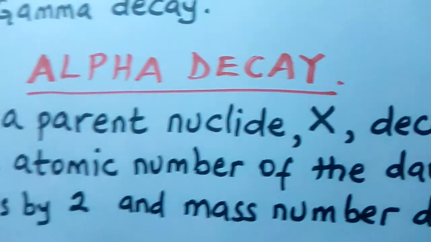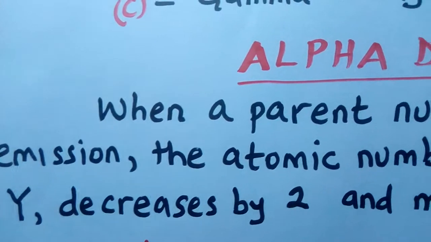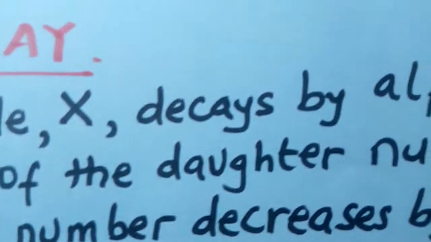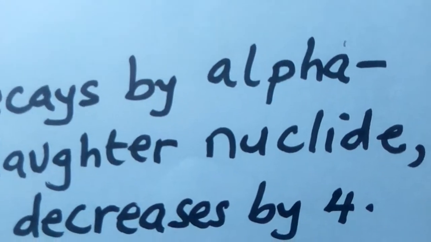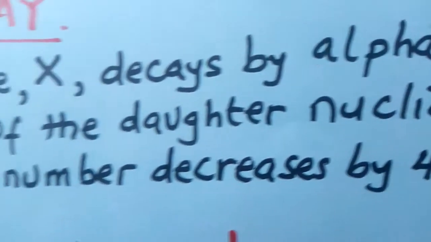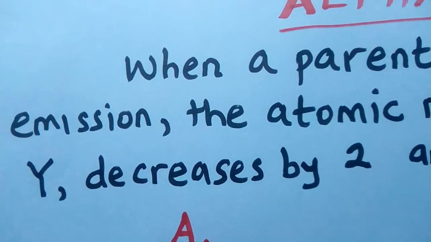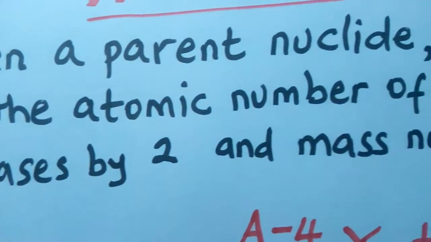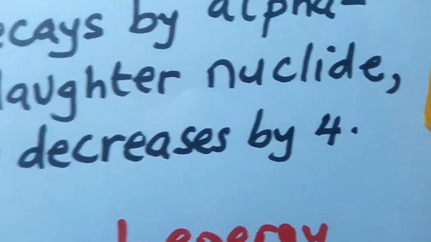In radioactivity, a parent produces what? A daughter. So when a parent nuclide, so the parent is called X, decays by alpha emission, when a parent produces an alpha particle, the atomic number of the daughter nuclide, and we need also to give the daughter nuclide a name. Here we are calling it Y. The atomic number of the daughter nuclide Y decreases by 2, and the mass number decreases by 4.